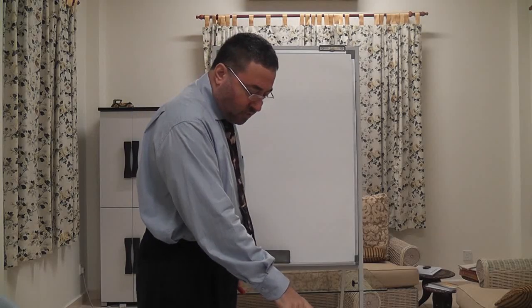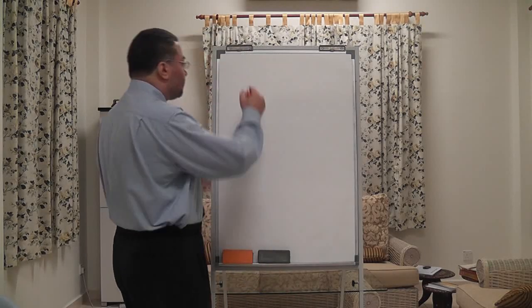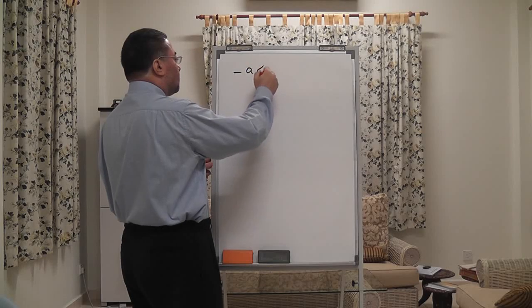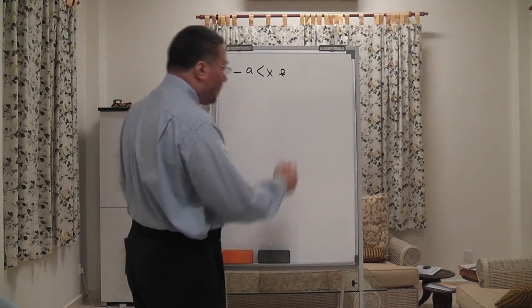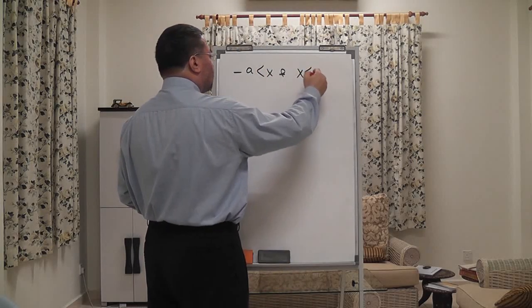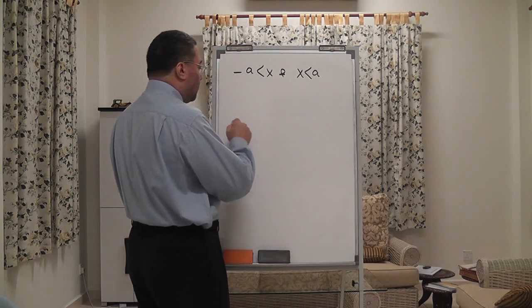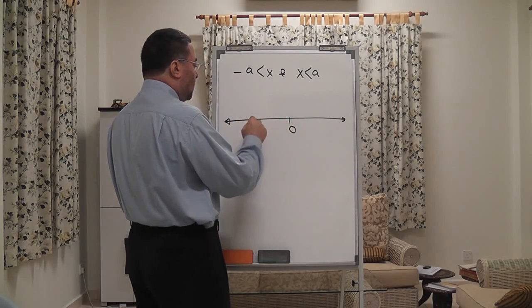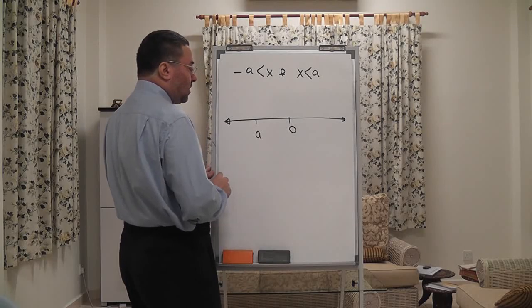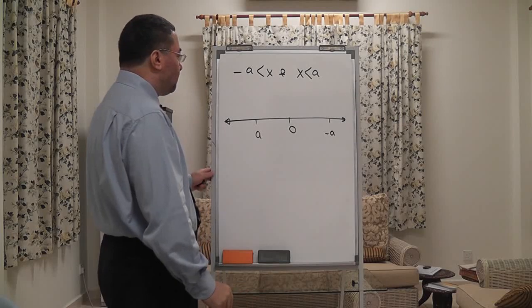Now, in number 47, graph the solution set for minus a less than x and x less than a, where a is negative. So in this case, if this is 0, a is here, it's a negative number, and so minus a will be a positive number.